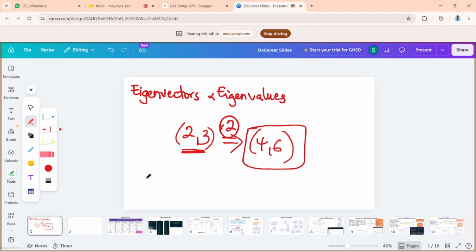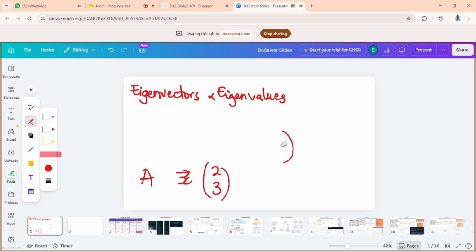For example, let's say we have a matrix A, and then we have a vector x. We know that vectors we write top down, let's say 2, 3. So this is a vector, and then I may have a matrix, let's say 1 2 3 5. So this is a particular matrix.